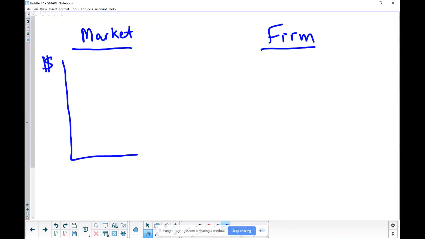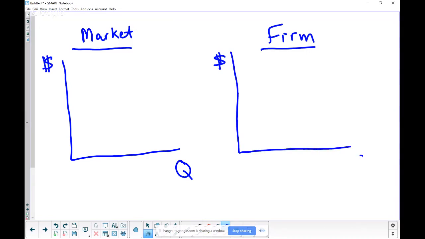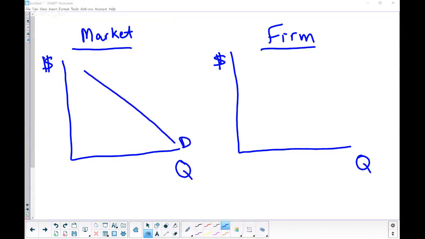So here's our graph. We got Q. We got price. We got price here for the firm. We got Q. Okay, so the first thing we want to do, again, right back into supply and demand. So we've got our demand curve downward sloping to the right. We've got our supply curve upward sloping to the right. We have our equilibrium price and quantity.